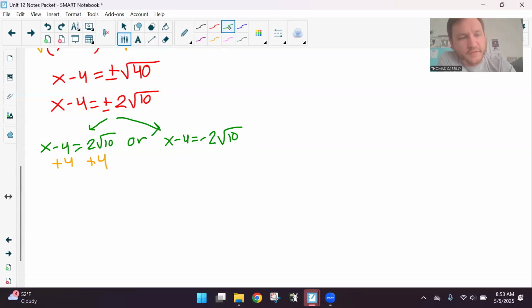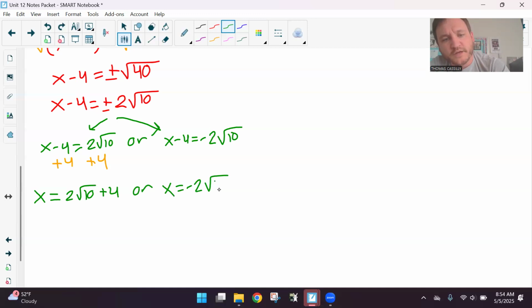All right. So your final answer on something like this is going to be x equals 2 square root of 10 plus 4, or x equals negative 2 square root of 10 plus 4. All right. You'd leave it just like that. Do not try to simplify that. Don't call that 6 square root of 10. All right. That would be wrong.